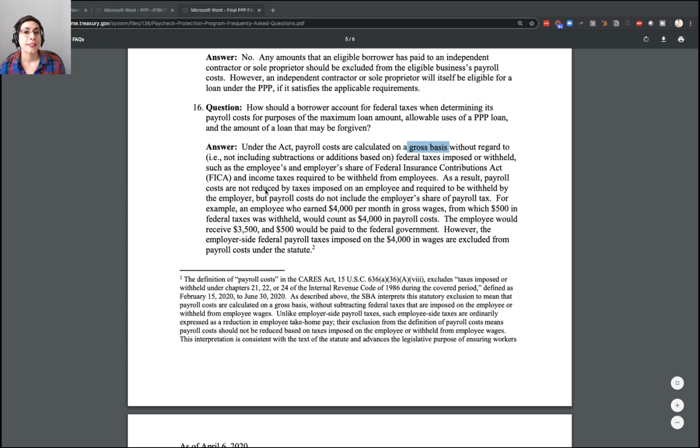Because state and local taxes imposed on the employee would reduce their total compensation in terms of net, you're not going to include anything related to the employee, only the gross. Because when you pay the employee, let's say that you pay them $1,000, they're going to get $900. You are paying them the $1,000, they're getting the $900. They're getting net, you're paying gross.